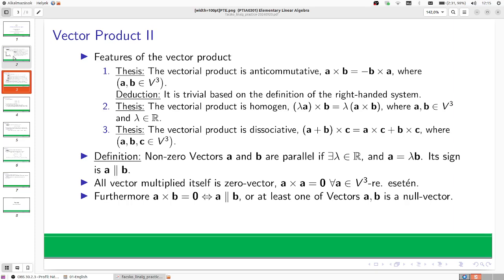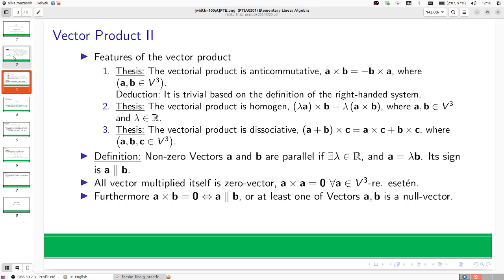If you multiply a vector with itself, then you get a zero vector. Why? Because the angle is zero, so its sinus is zero. If you have this A cross B and the result is a null vector, then the vectors are parallel. And additional things: the scalar product, or just a normal multiplication, or a multiplication of vector and scalar, is commutative. You can multiply A with B and B with A, you get the same result.